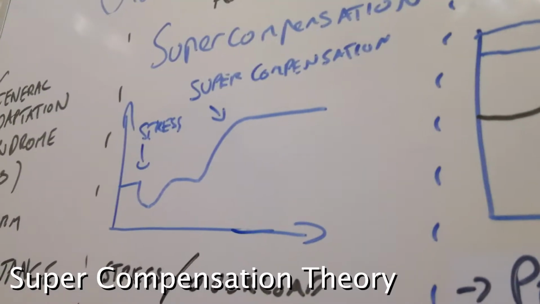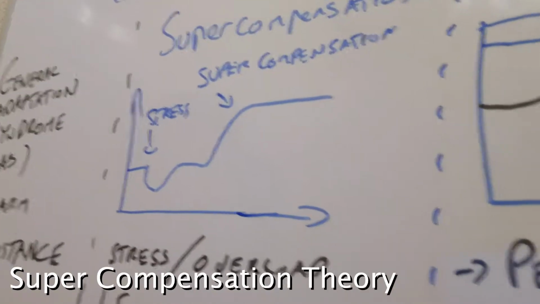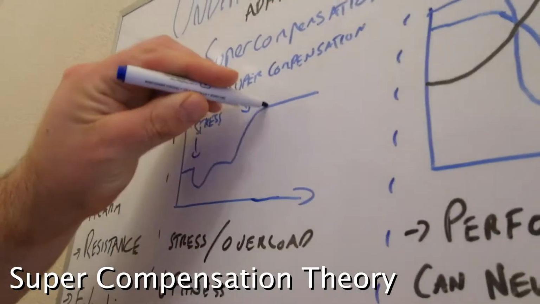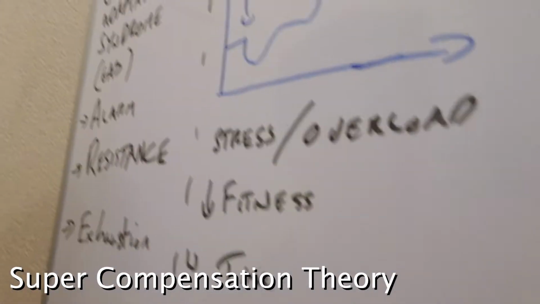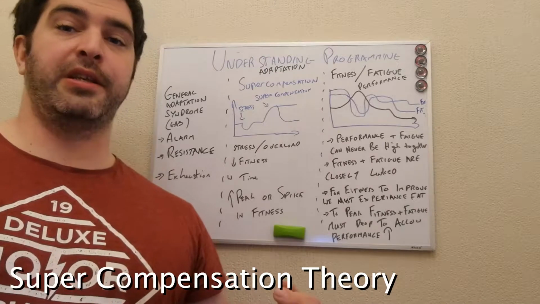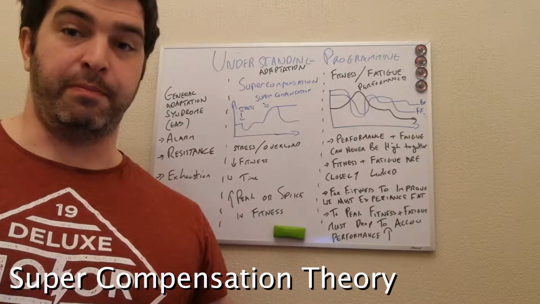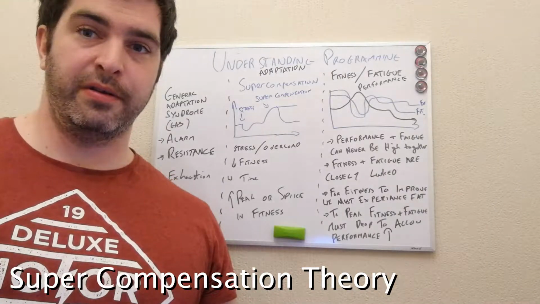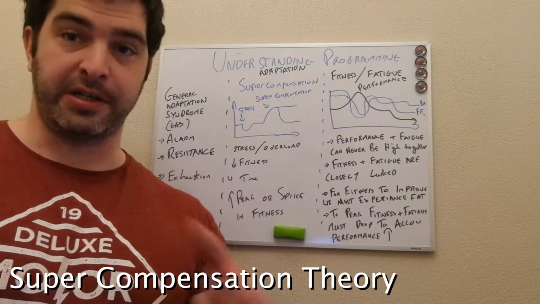And that big spike, that big temporary spike in our capability, is known as the supercompensation. With time, we'll return back to baseline. Thus, supercompensation theory basically underpins most of what we understand to be peaking or overreach. But again, it's a reasonably simple theory, simple model that we can utilize to understand training practice.